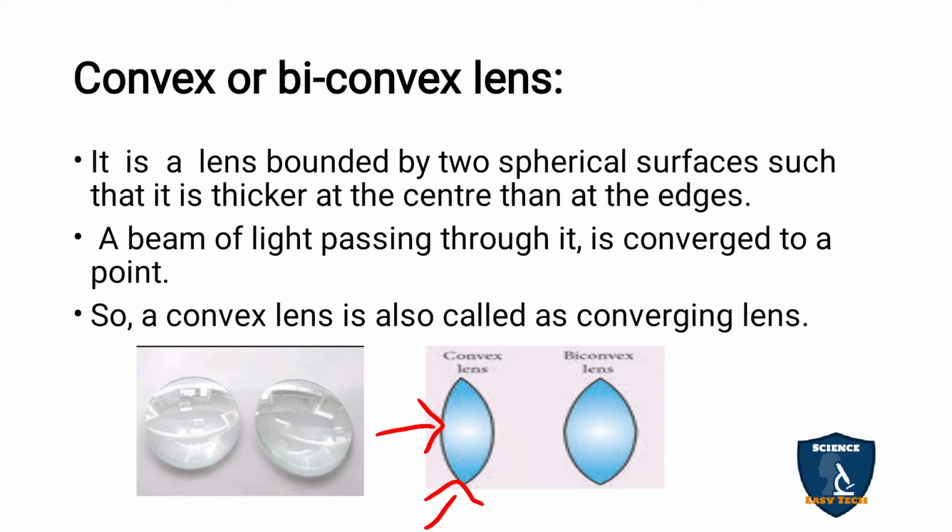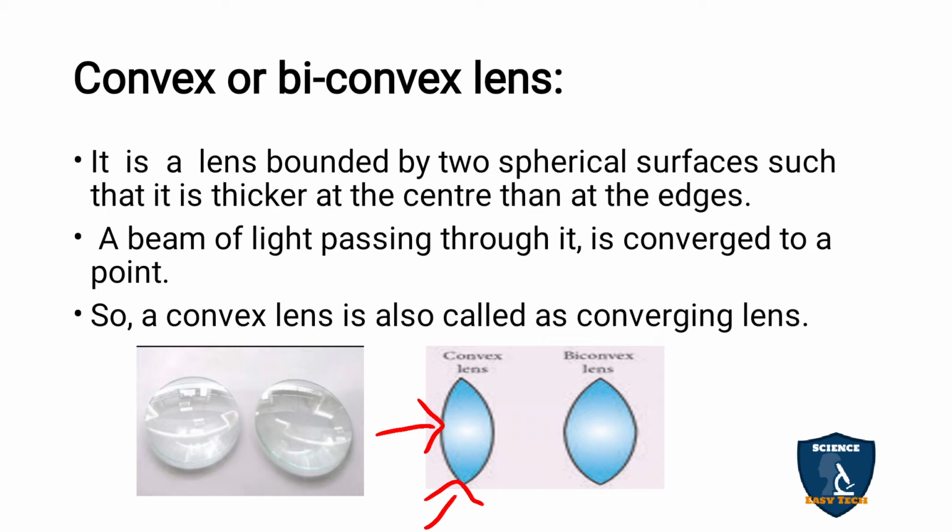So you see the convex lens definition. It is a lens bounded by two spherical surfaces such that it is thicker at the center than at the edges. Are you understood now? Thicker at the center and thinner at the edges. This is the convex lens.